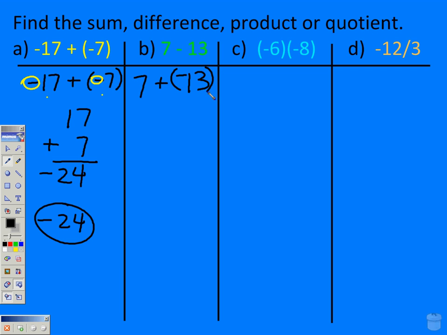So now we are adding, and we notice that our numbers have two different signs. This is a positive 7 and a negative 13. And we recall that when we have numbers with two different signs, we subtract the easy way. So 13 minus 7 is 6. And we keep the sign of the larger absolute value. In this case, the larger absolute value is 13, so we will keep the negative. So that's a negative 6.